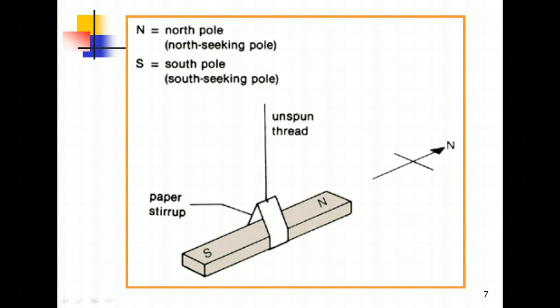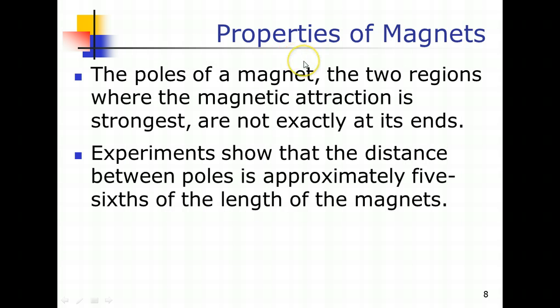Okay, moving on. Now, the other property of a magnet is that there are two regions where it is strong. The poles of the magnet are two regions where the magnetic attraction is strongest, and take note, they are not exactly at the end of the magnet itself. The next slide will show you what I mean.